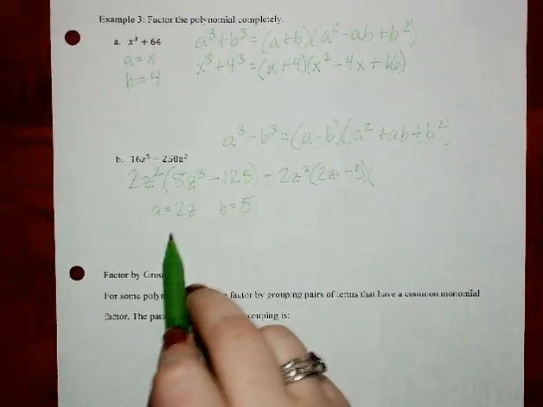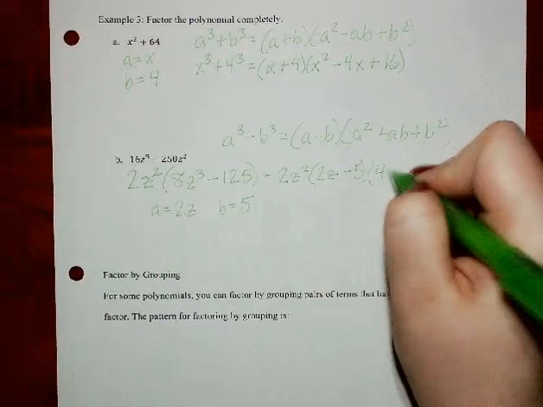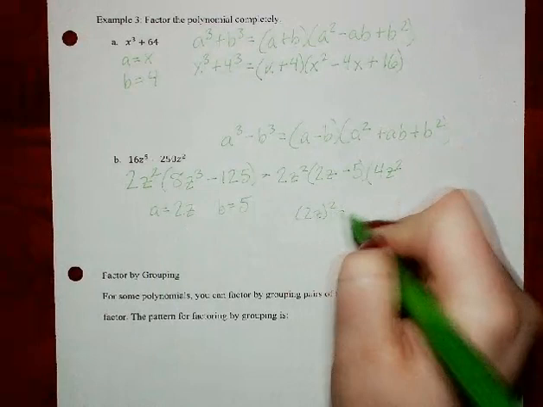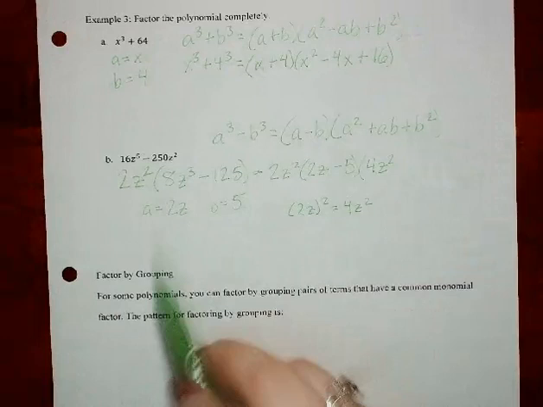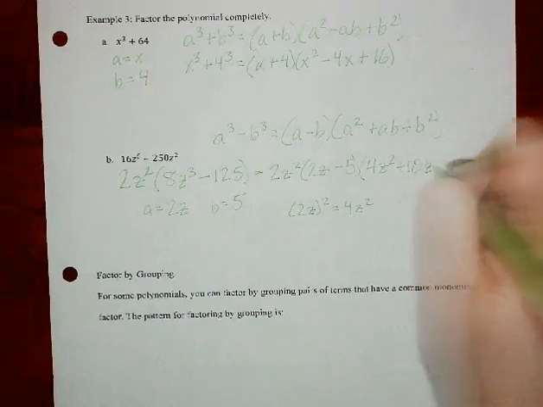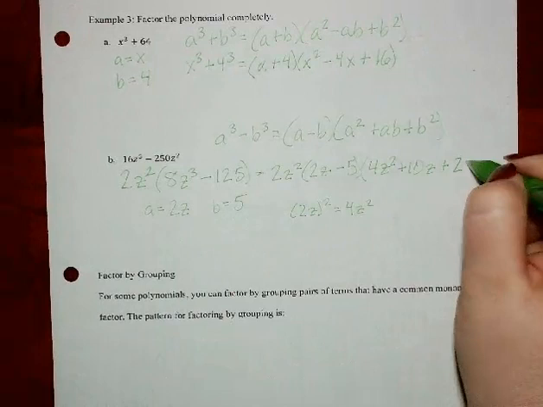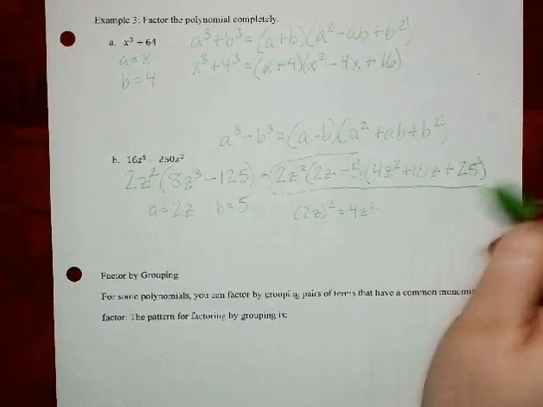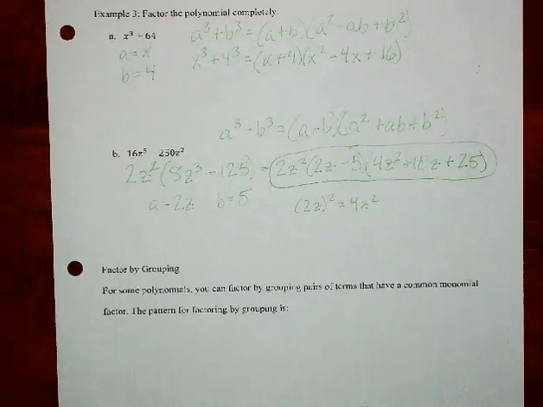Now I think of a squared. So 2z squared is going to be 4z squared, because it's 2z squared. Okay, and then 2z times 5 is 10z, and then b squared is 5 squared, so 25. And that is our answer for that one.